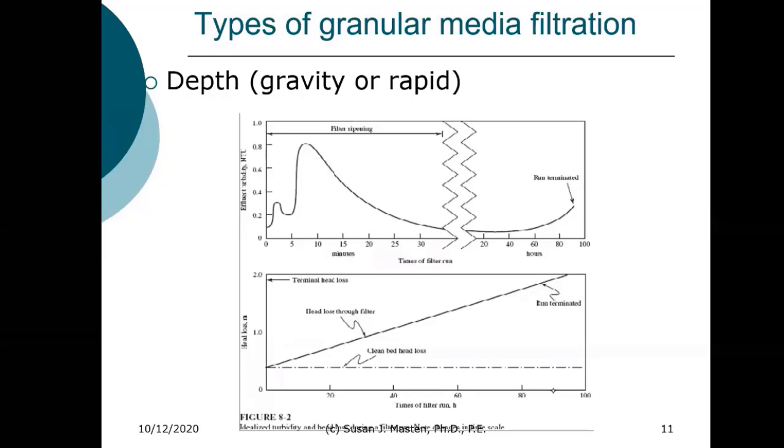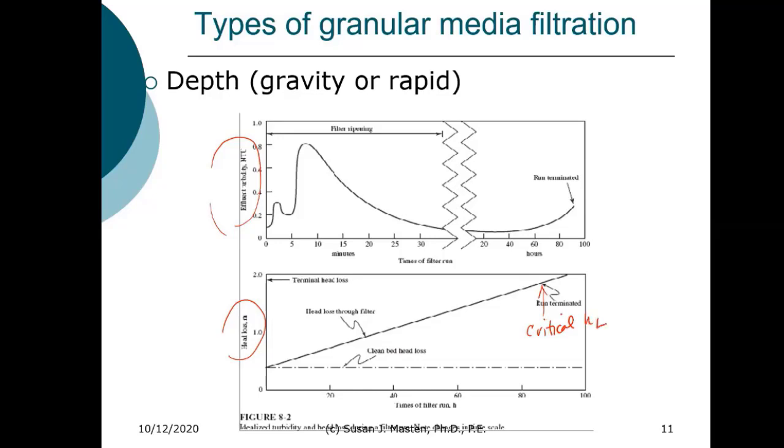What you see here is a plot of a filter run. So this is a plot of the effluent turbidity and the head loss. And you can see this would be the head loss of the clean filter bed. And then over time, as you operate the system, the head loss increases, and then there would be some cutoff, so this would be our critical head loss. And that's when the run would be terminated and the system backwashed.